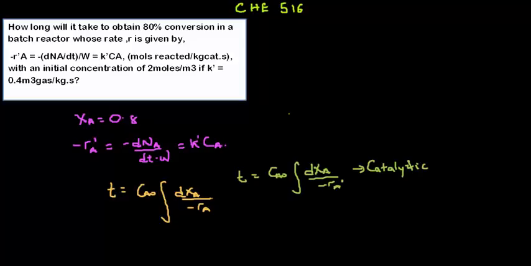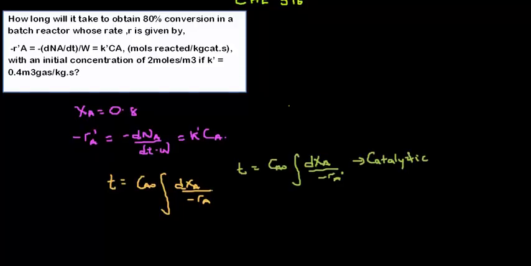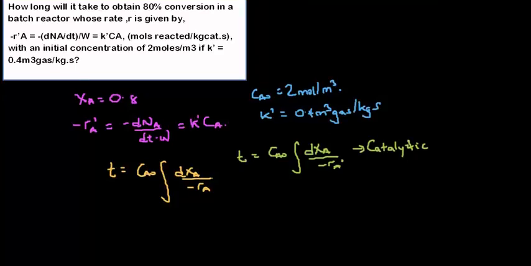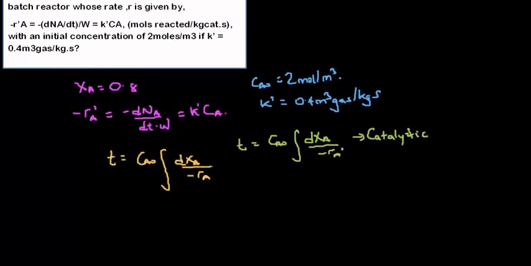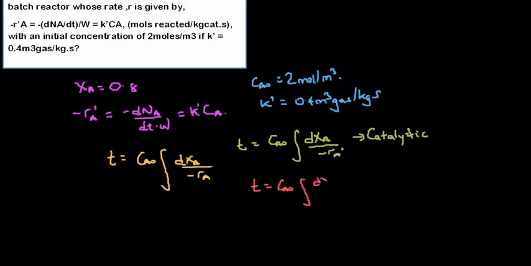I'm looking for the time here. I have CA naught from the question. I was told that CA naught is equal to 2 mole per meter cube. I was told that k prime is equal to 0.4 meter cube gas per kilogram second. Then finally I need CA, because this means that t is equal to CA naught integral dXA over k prime CA. That's from the relationship I established earlier.